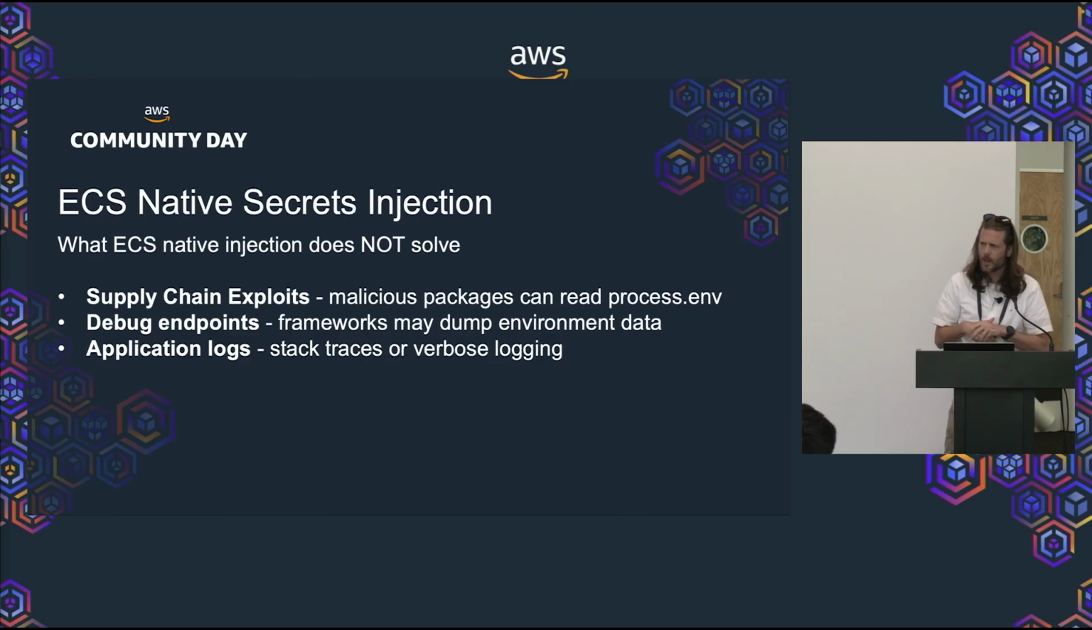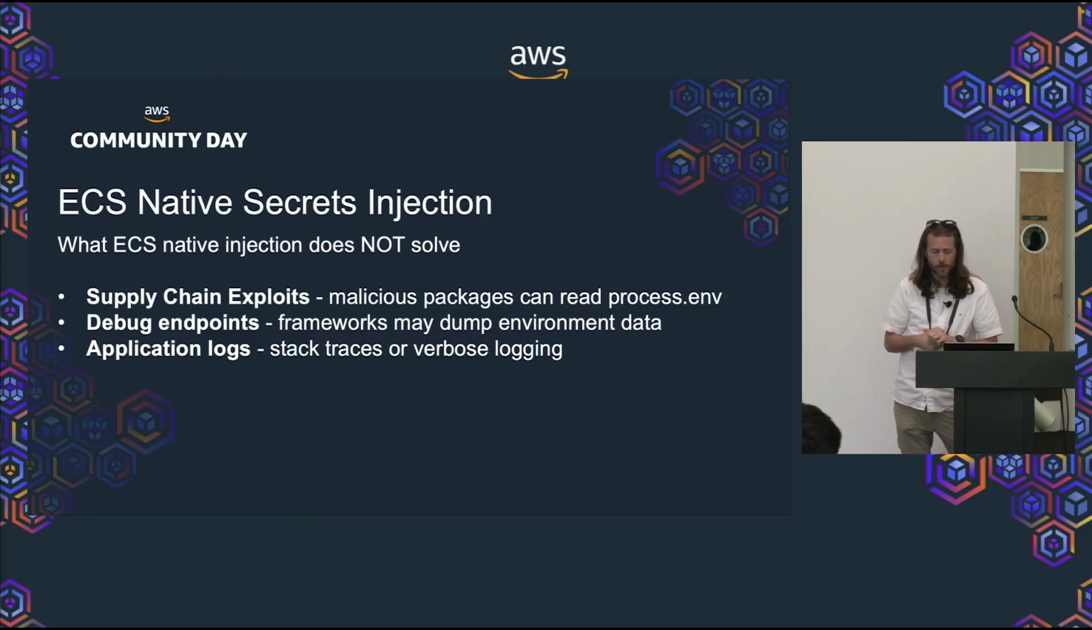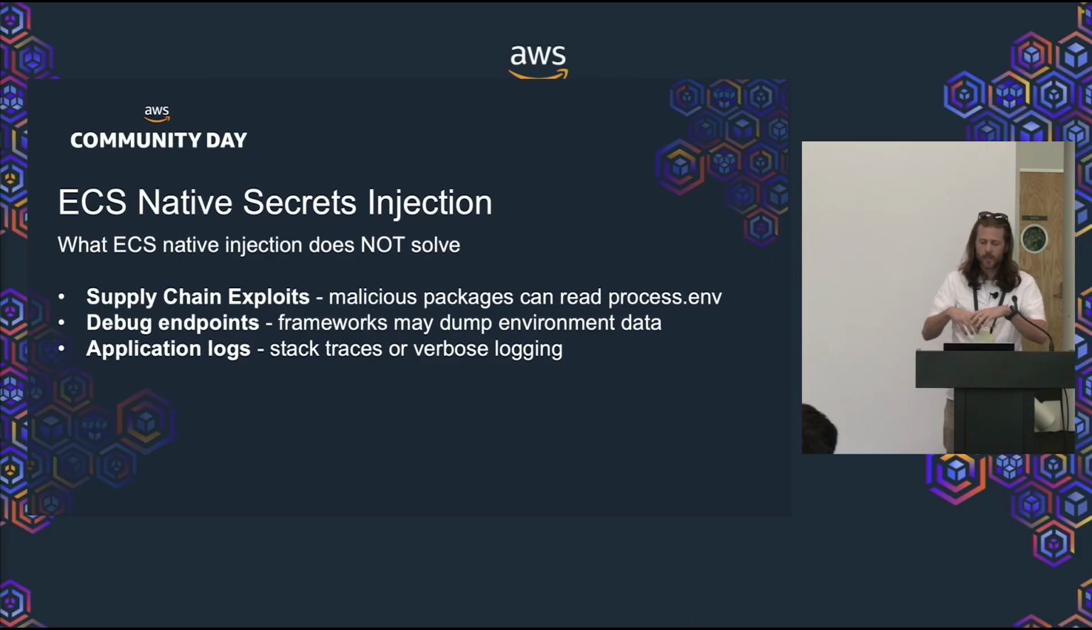All right, what does it not solve though? Well, this is very popular right now, but supply chain exploits. If you have a malicious package like Axios, I'm sure some of you guys have heard about that recently, well, if those end up in your application, they can read environment variables. And this process ultimately exposed these secrets to your app via environment variables. So some other process that can read environment variables can read these secrets.